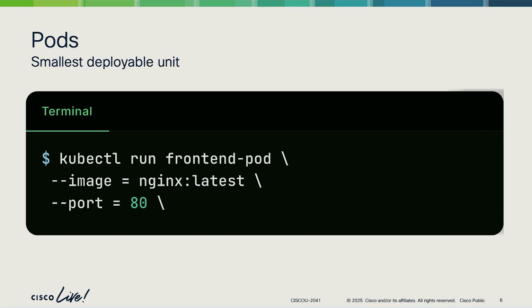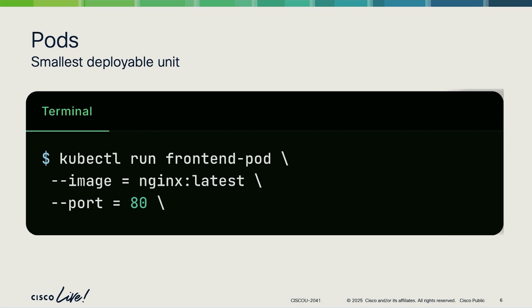Now, to deploy a pod, you can go to your terminal. You can use kubectl. Kubectl is the command line interface for Kubernetes. You can run the command kubectl run. Let's say you're deploying the front-end pod. You can use the command kubectl run, the pod name, and it's an Nginx container. So you'll use the Nginx image and expose your front end on port 80.